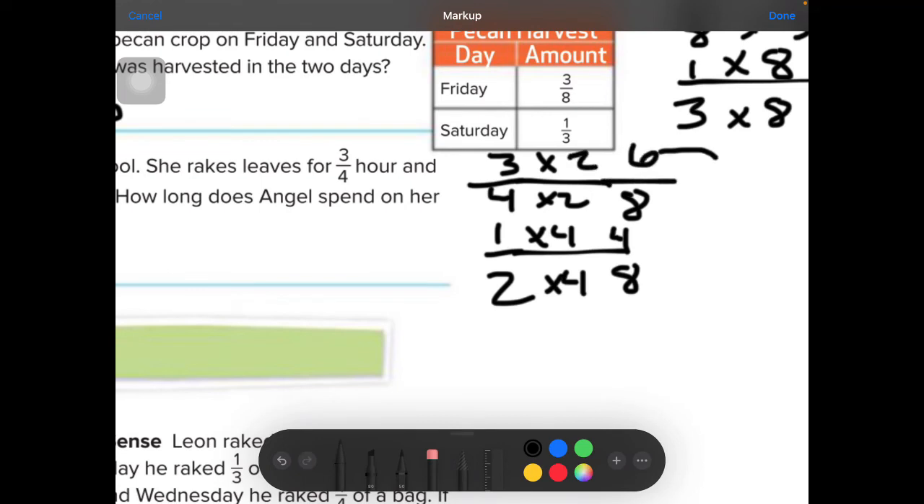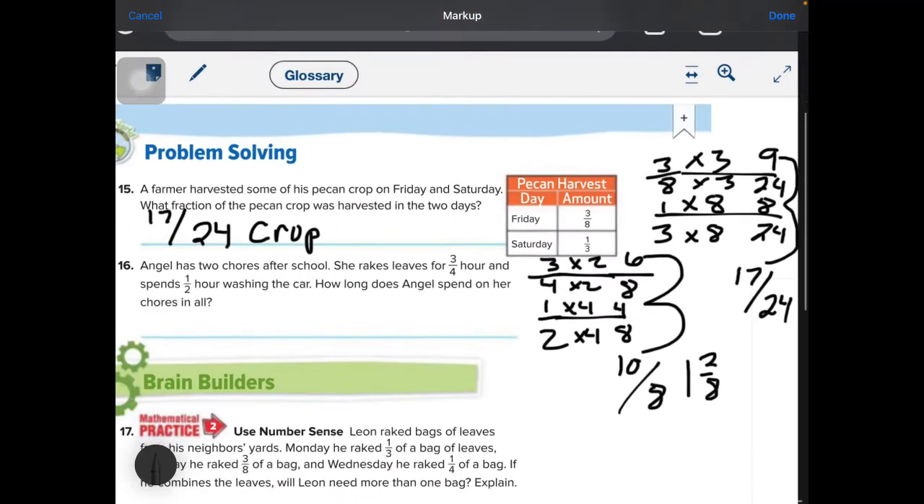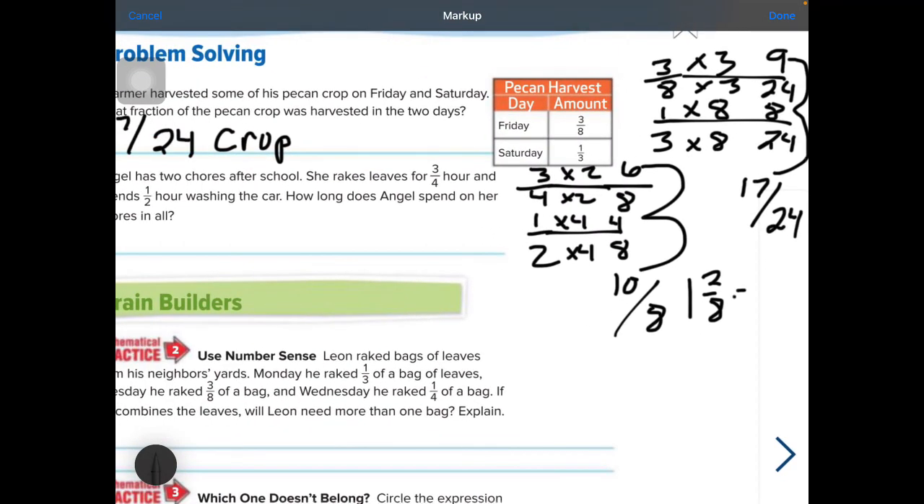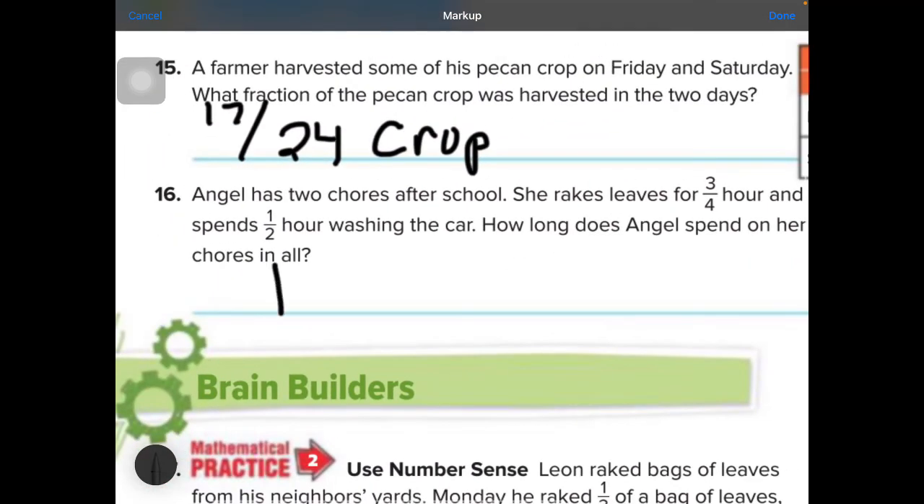There we go. Now we can add 6 plus 4 is 10/8. Oh, that's top heavy. 8 will go into 10 one time, and there's 2 8s left over. Oh, that's still not simplified to what it needs to be, is it? We can simplify that even more to 1 1/4. So 1 1/4 of an hour. Actually, hours.